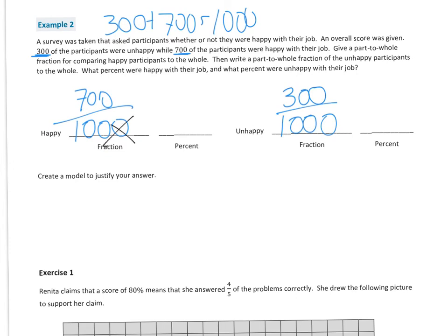So if I chop off a 0, divide by 10, then I have 70 out of 100, which you know would be 70%. And we're going to do the exact same thing over here. I'm going to divide by 10, bottom and top, and then I have 30 out of 100, which is 30%. 30 per 100.